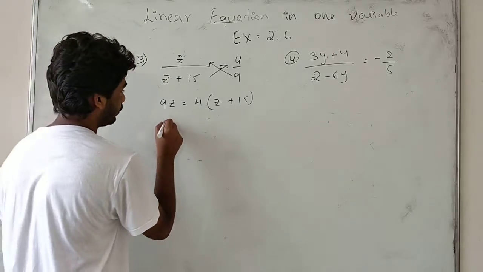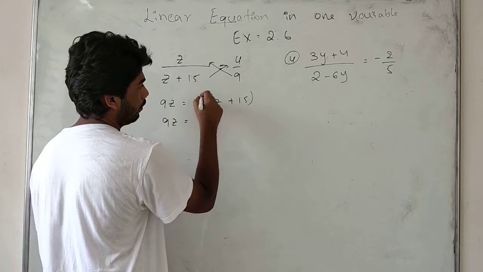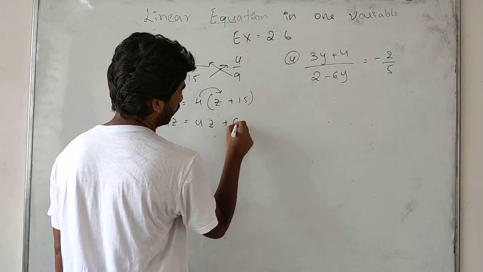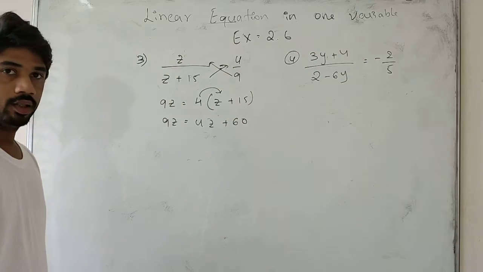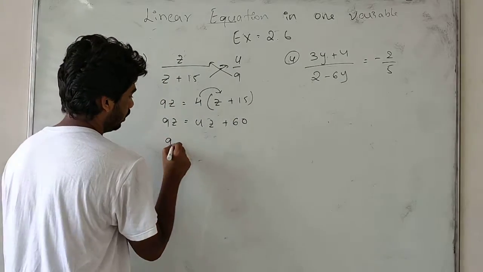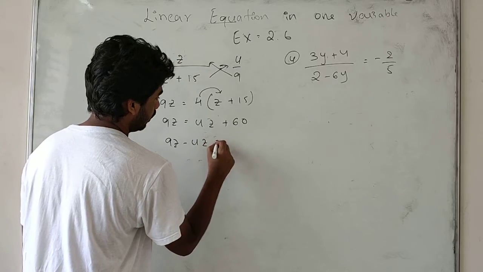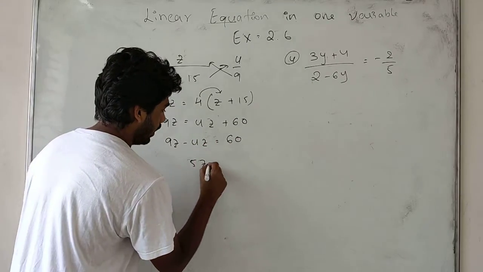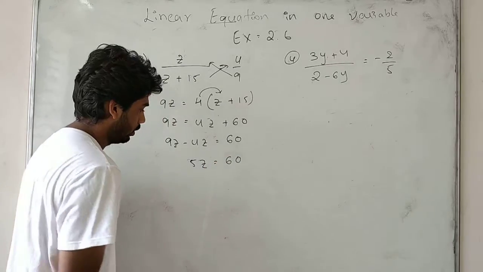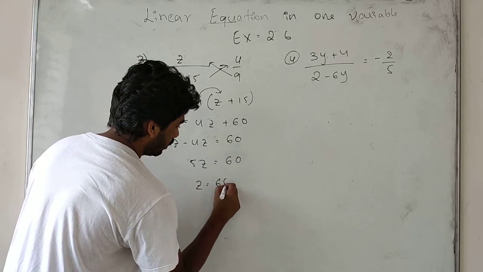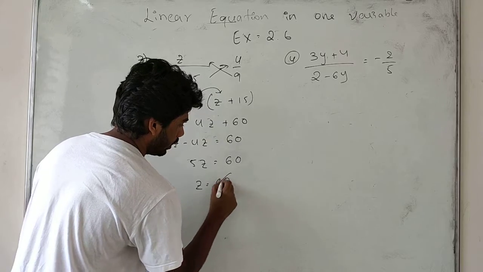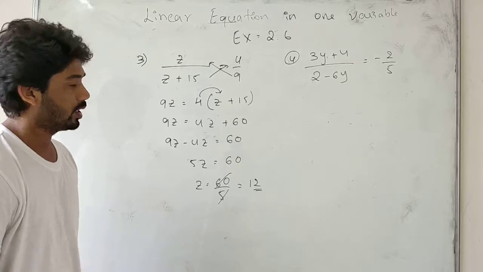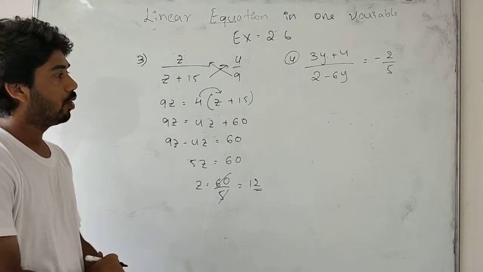In the next step, 9z is equal to, I will multiply 4 inside, both inside. So I will get 4z plus 15 fours are 60. In the next step, 9z minus 4z is equal to 60. 5z is equal to 60. So z is equal to 60 by 5. 5 twelves are 60. So the z value will be 12. Just a calculation procedure. Please note it down. Next problem.